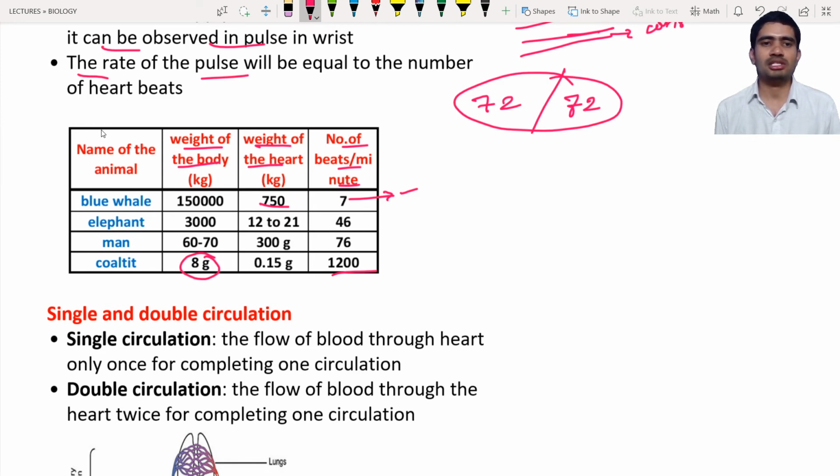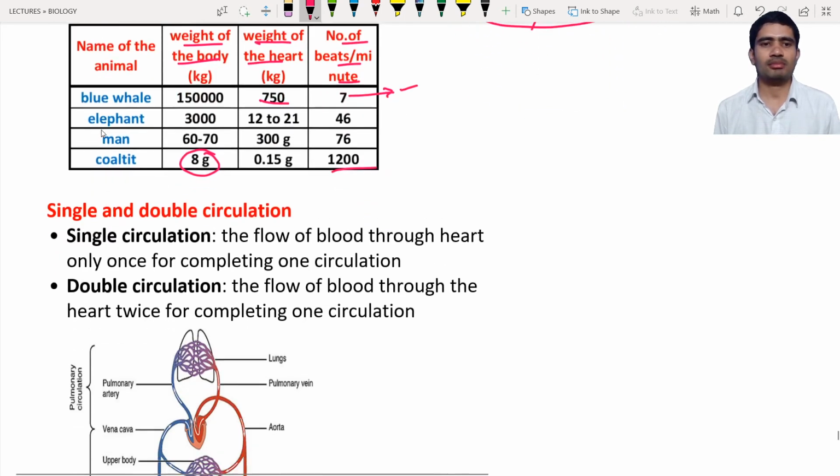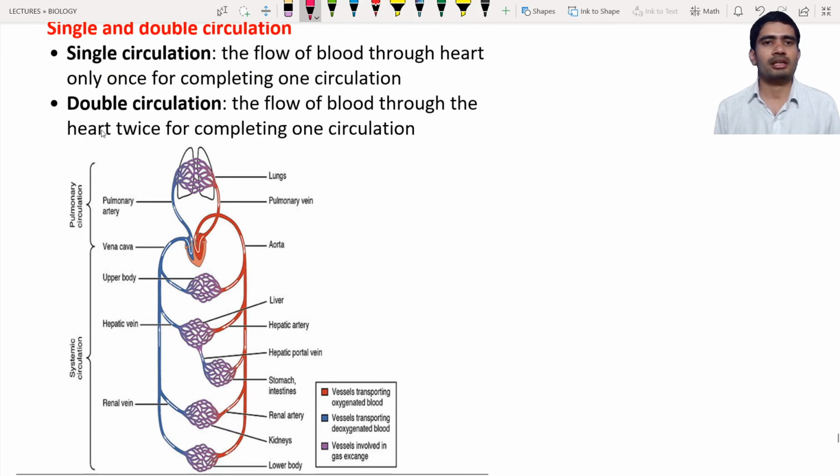So huge variation when you compare from blue whale to the coal-teeth bird. Such kinds of variations can be seen in the organisms. So next, coming to the single and double circulation.